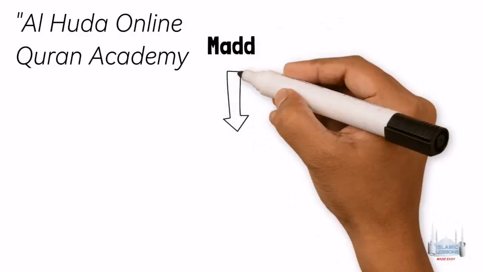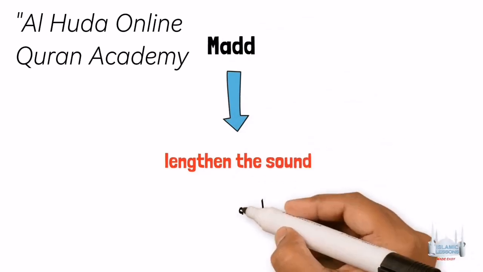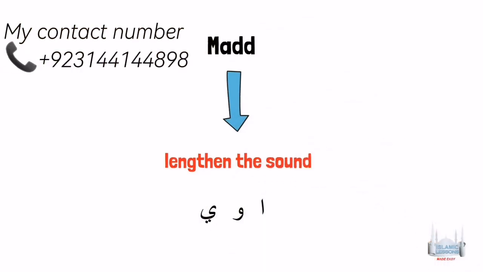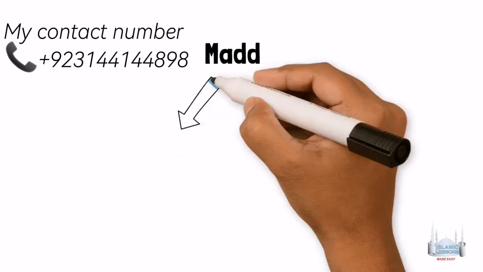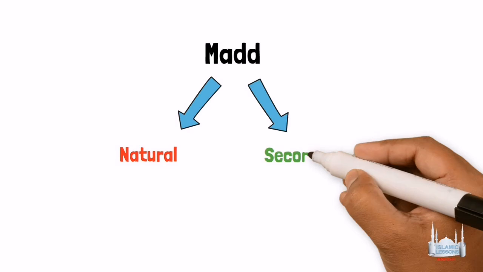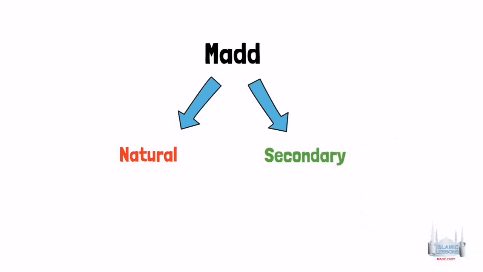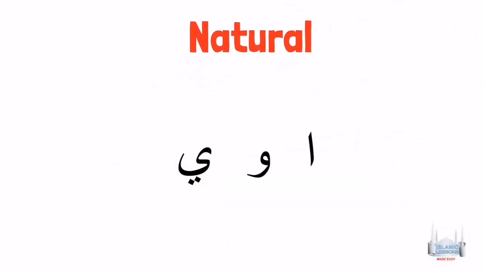The word mad in Tajweed means to lengthen the sound of one of these three letters: alif, waw or ya. There are basically two types of mad, a natural mad and a secondary mad. The natural mad is based on a few conditions.